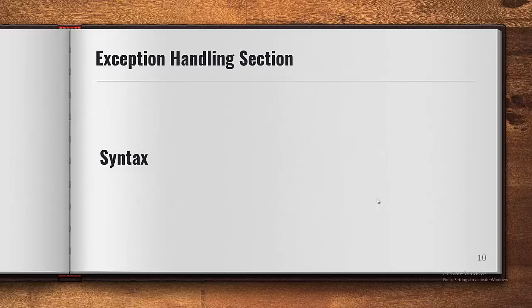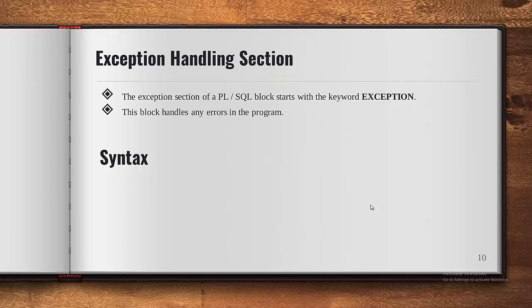The third and final one is the exception handling section. In the exception handling section, the PLSQL block starts with the keyword exception. Already we know that an exception means a runtime error. In order to catch the runtime error, we use the keyword exception, and this block handles any error that is present in the program. This section is optional. Without the exception handling section also, we can write a PLSQL program, but it is up to the user's convenience to use it.